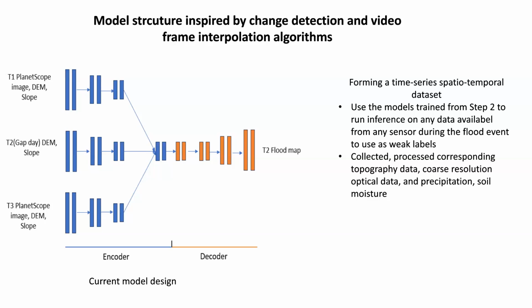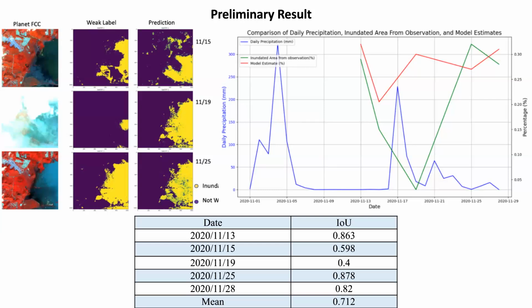So basically, what I'm trying to do is that this model structure is inspired by change detection and video frame interpolation algorithms. So the general idea is, let's say we have a gap date, we have all those gaps that I mentioned before, but we definitely have the information from the time before that and the time after that. So the general idea is to use that information, including the information on the gap date, whatever information we have, to infer what happened during the gap date, what the condition is over there. That's the general idea. And I can show some very preliminary results.